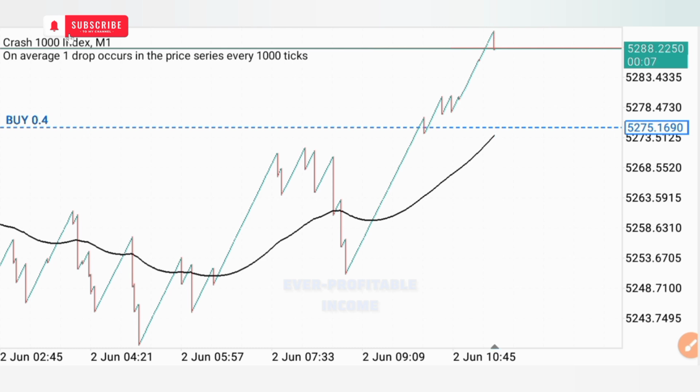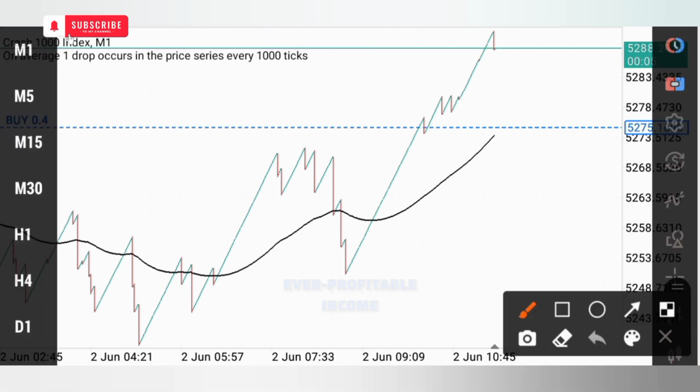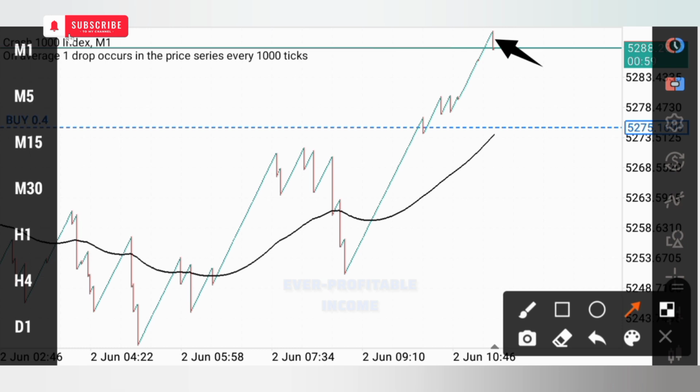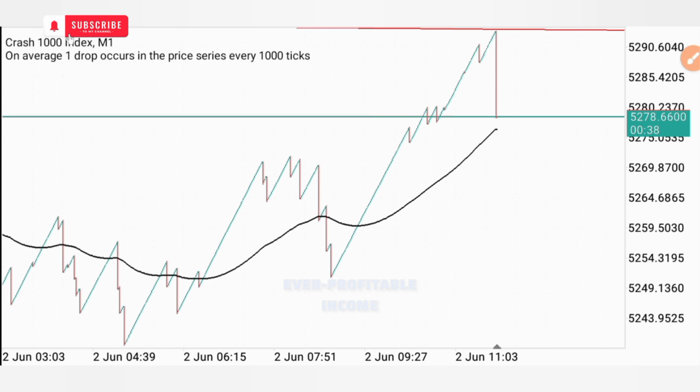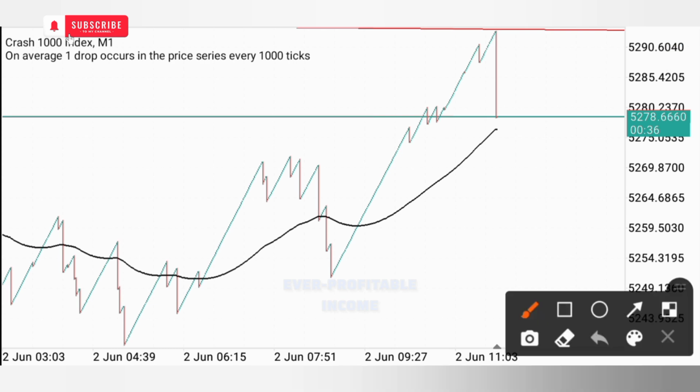Can you see that? And you can see this time around the size of the spike is bigger than the previous ones. That is to signal to you that there's possibly going to be a massive crash down, and at this stage I'm gonna close. Like I told you, when you see a spike that is bigger than previous ones, expect a larger spike coming your way soon.